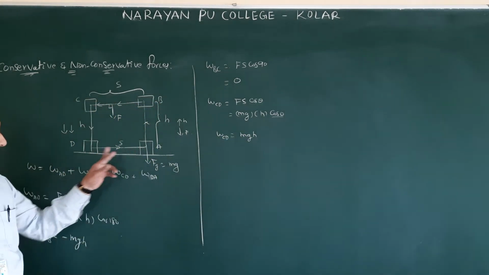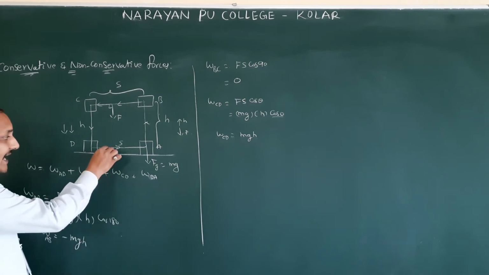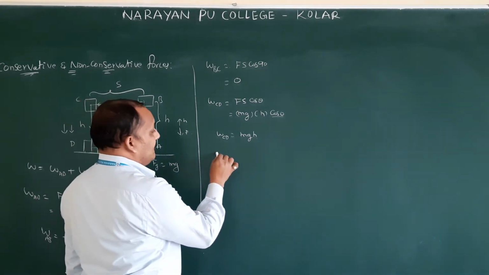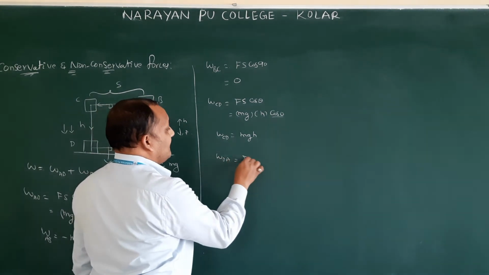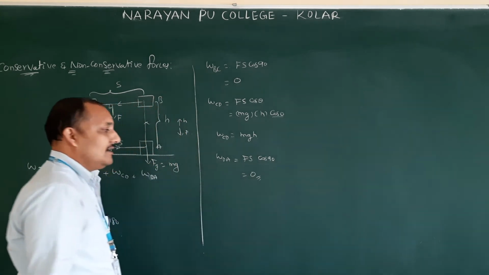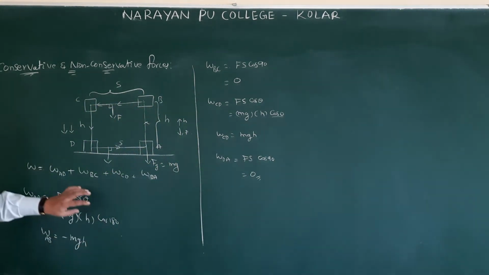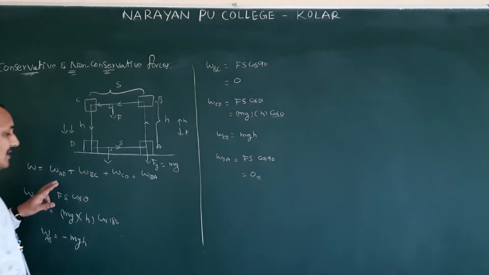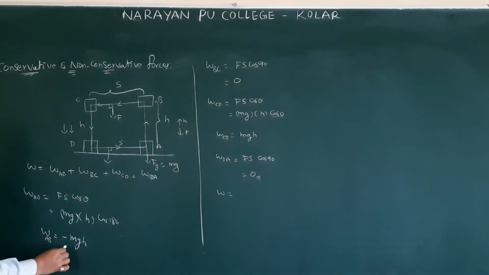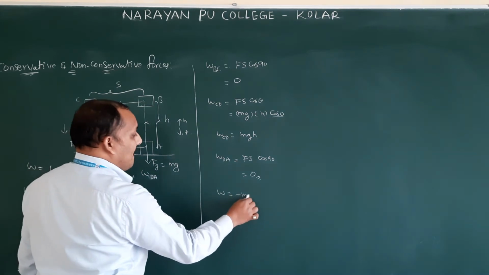Next, work done from D to A. Gravitational force is acting downwards. What is the angle? Theta is 90. So from D to A, Fs cos 90, that is nothing but 0. Now you can see the total work done. W is equal to WAB. How much did we get? Minus mgh.